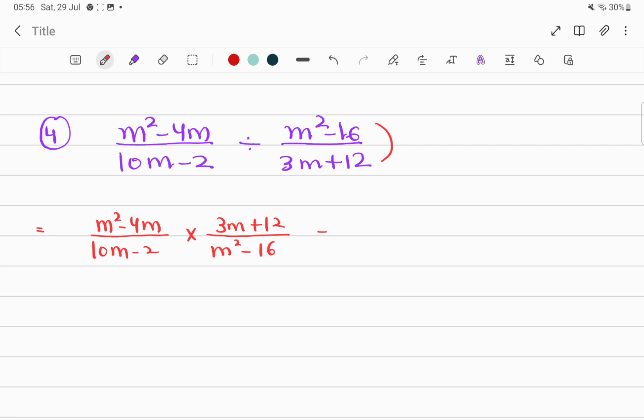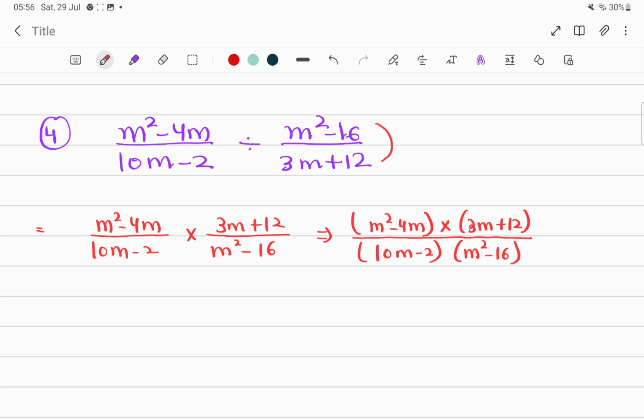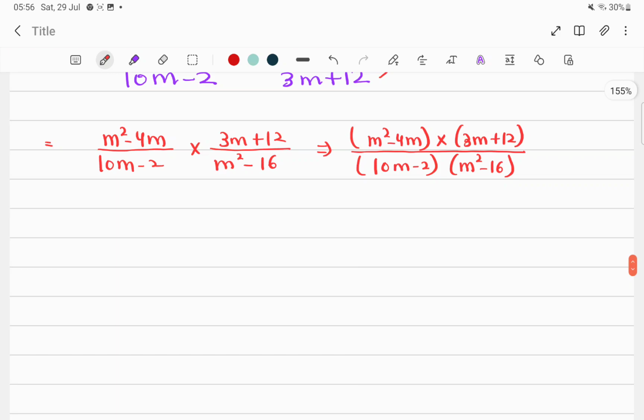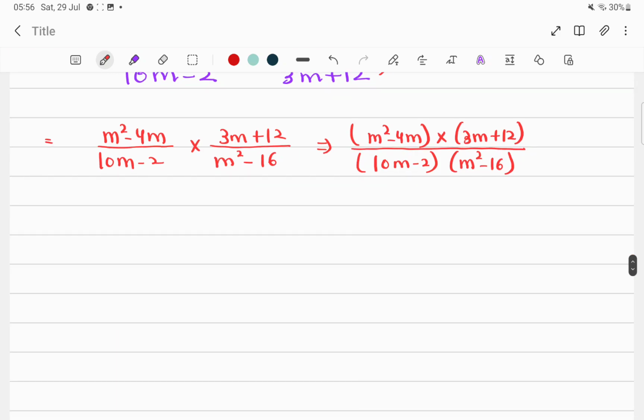And then the next step will be m squared minus 4m times 3m plus 12. I am writing it as a single numerator and single denominator, 10m minus 2 times m squared minus 16. Now if you see here, we can simplify these expressions. So what I do, I write m squared minus 4m. You can do it separately also, just to make sure that there will be no mistake.